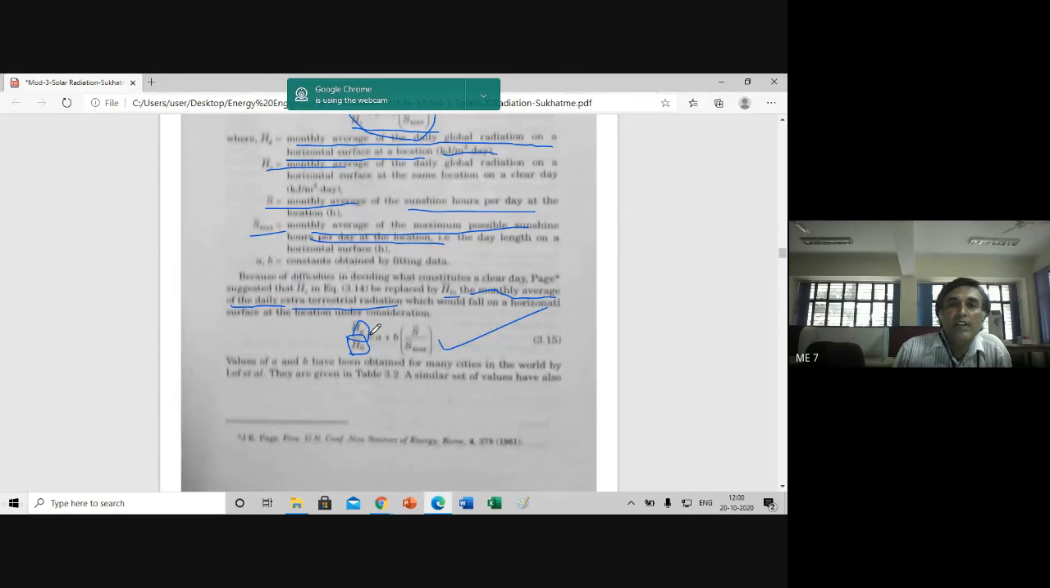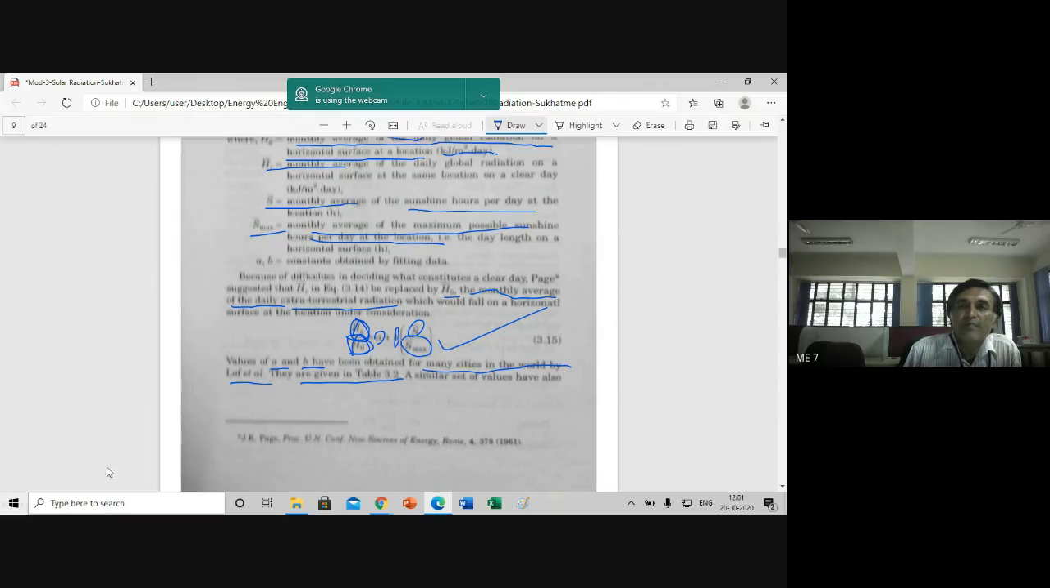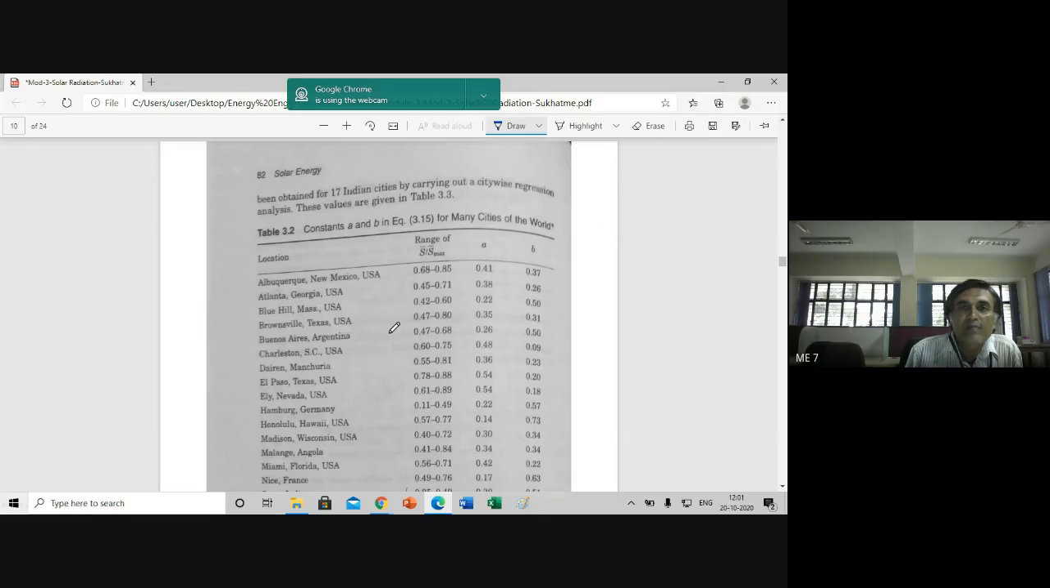Okay. So this Hg, we have to calculate. H naught, you calculate by using a suitable equation. A and B are constants. S bar and S maximum, sunshine hours, I have already told. The values of A and B have been obtained for many cities in the world by Lof et al. They are given in Table 3.2. Constant values are given.